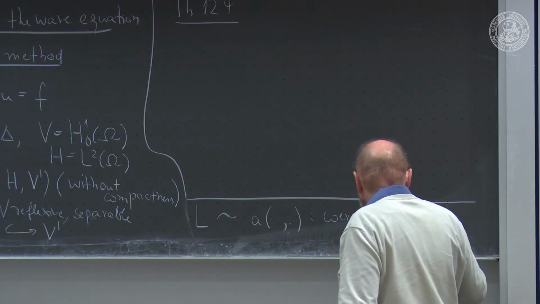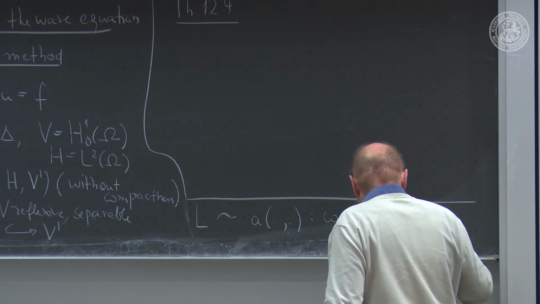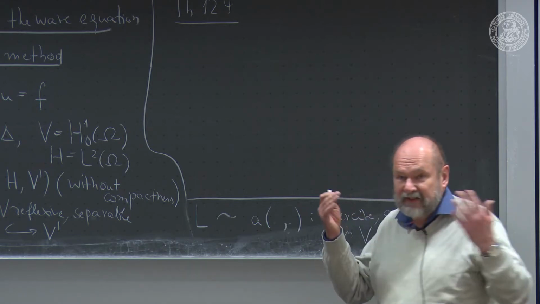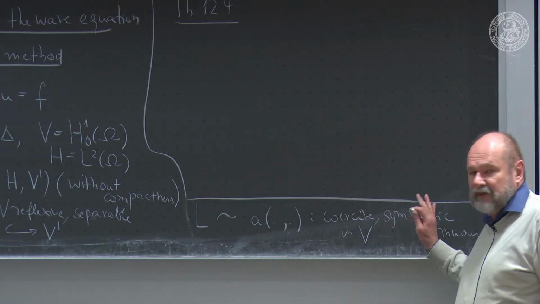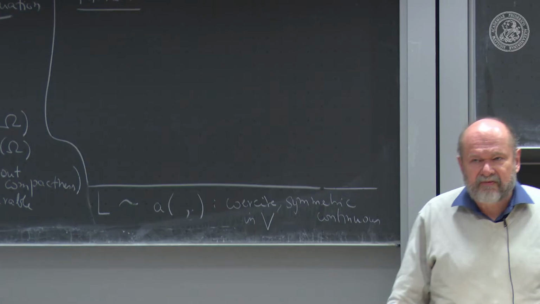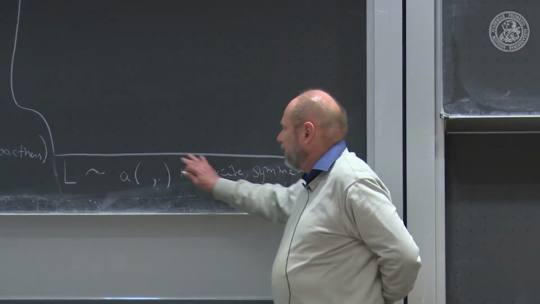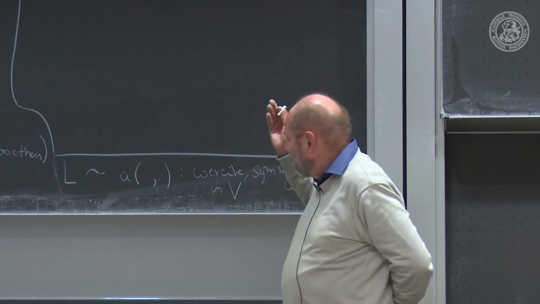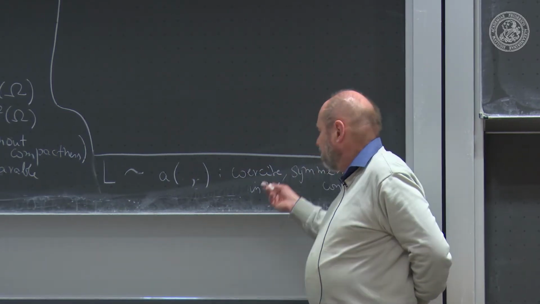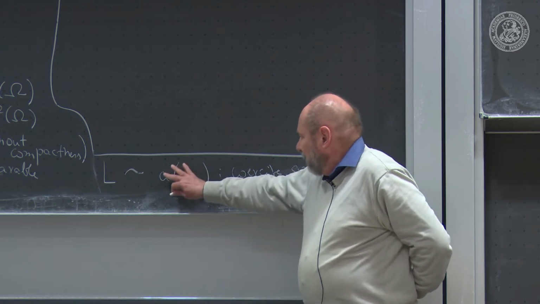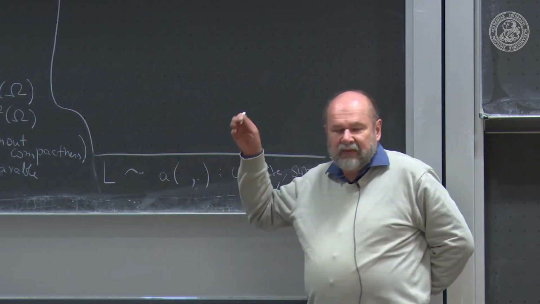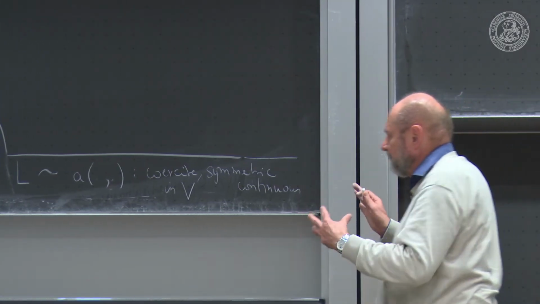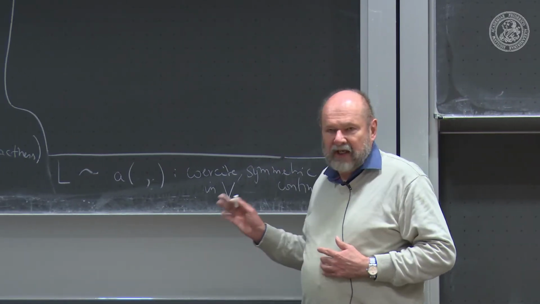Coercive, symmetric, and continuous. So we have the estimate, so basically what we need, up to the symmetry, what we need in the Lax-Milgram theorem. So we have the estimate from below: A(u,u) is greater or equal than some positive constant times norm of u squared. And we have the estimate from above: the modulus of A(u,v) can be estimated by some constant and norm of u times norm of v. And these both together give the equivalency of the induced energy norm.